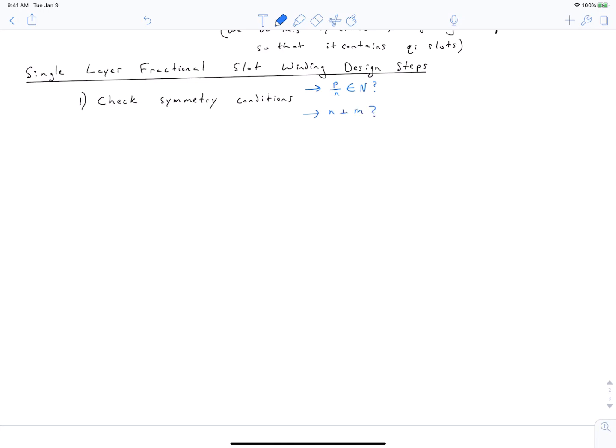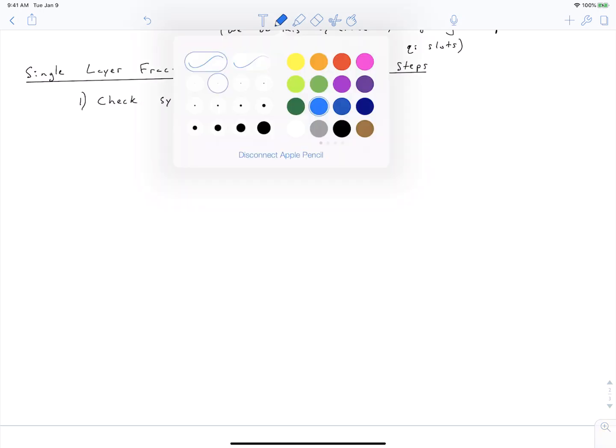And just like in the double layer winding, we need to check our symmetry conditions, and the key condition to watch out for is this condition, which is different than the double layer winding. Remember, the double layer winding was that we needed to have 2p by n be an integer, while the single layer winding requires that p by n is an integer.